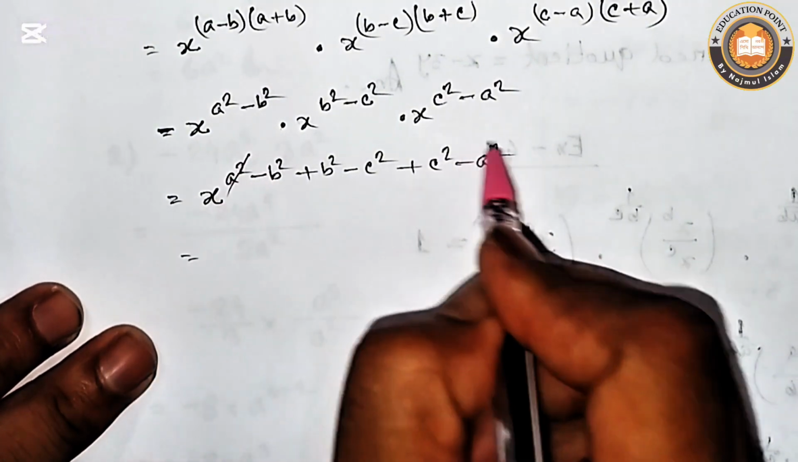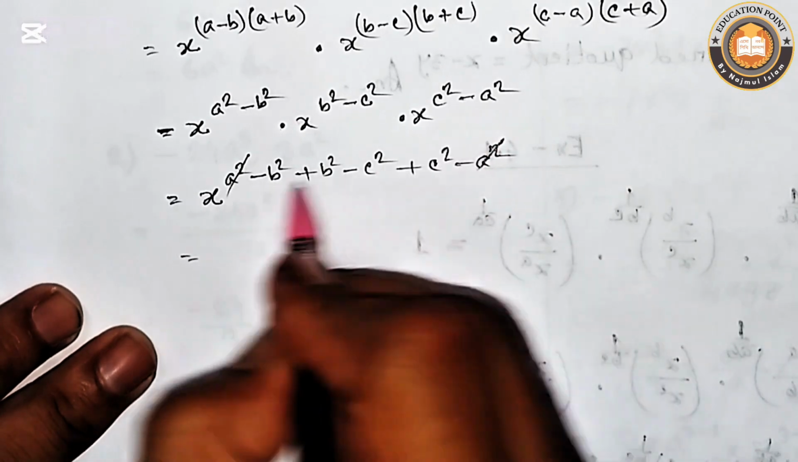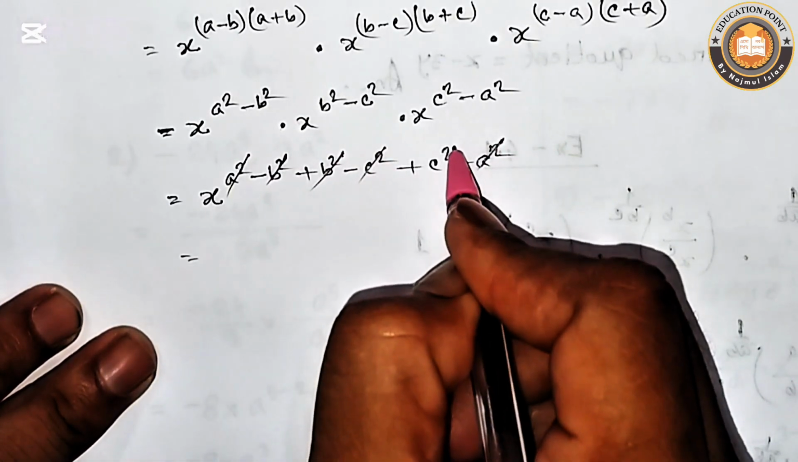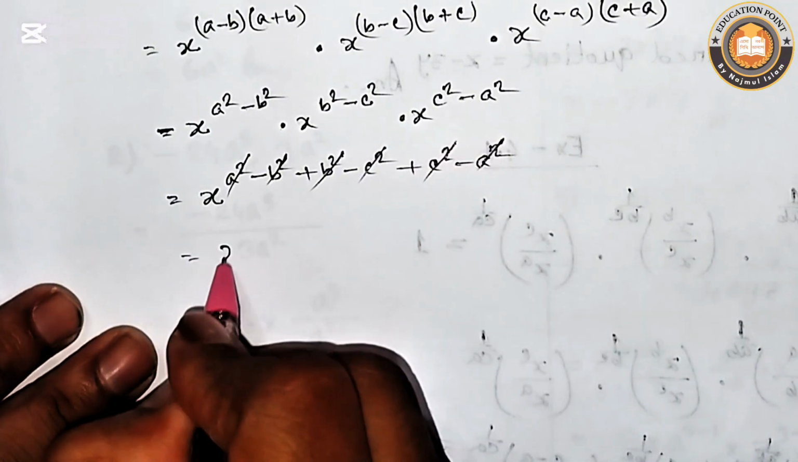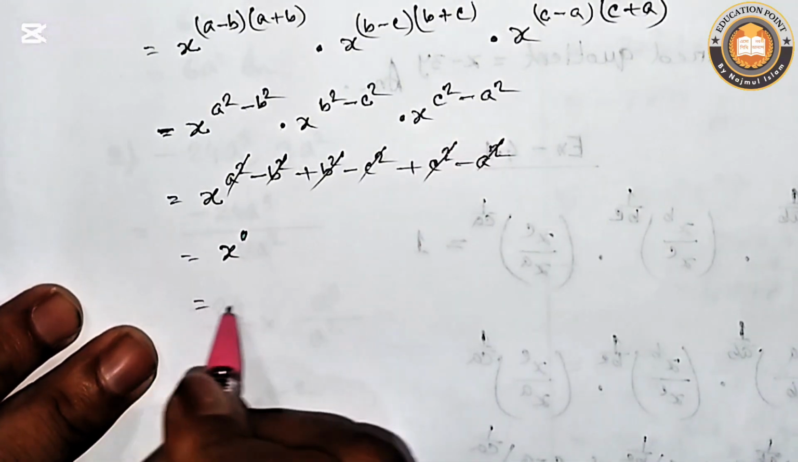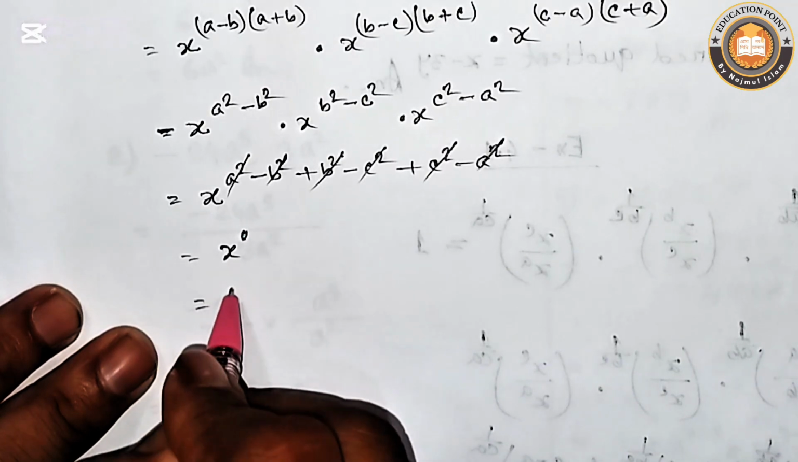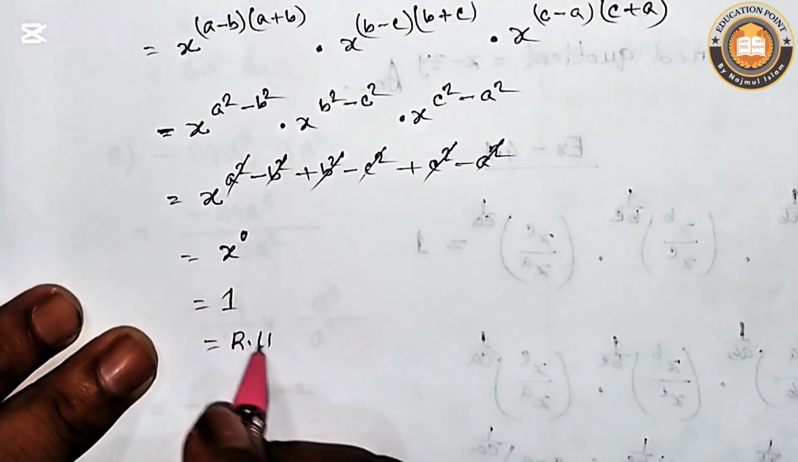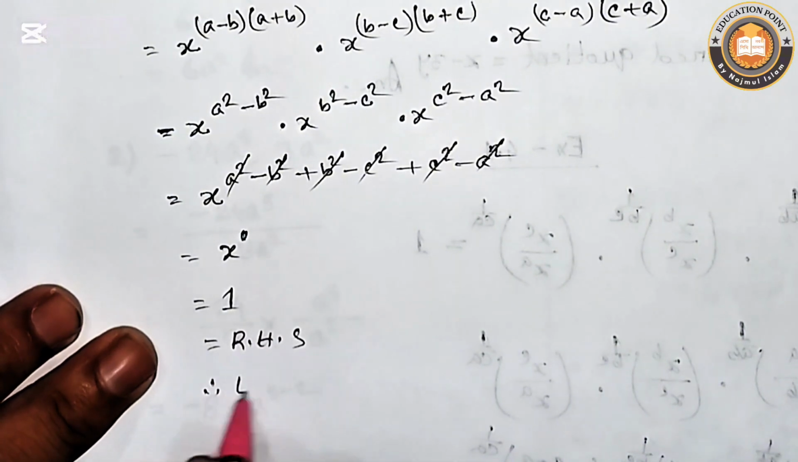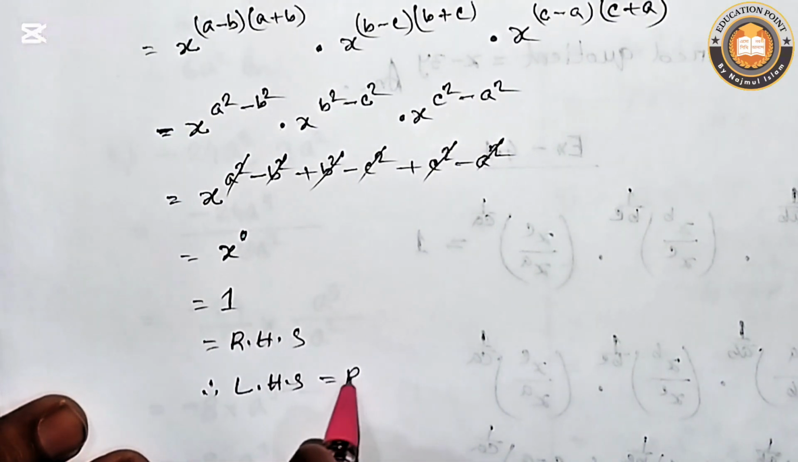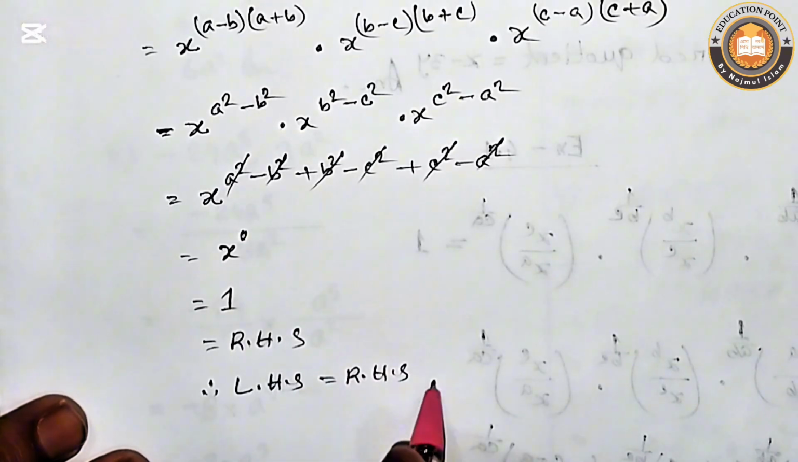Here a² minus a² equals 0, minus b² plus b² equals 0, minus c² plus c² equals 0, that means x to the power 0 equals 1, equal right hand side. So left hand side equals right hand side. Proved.